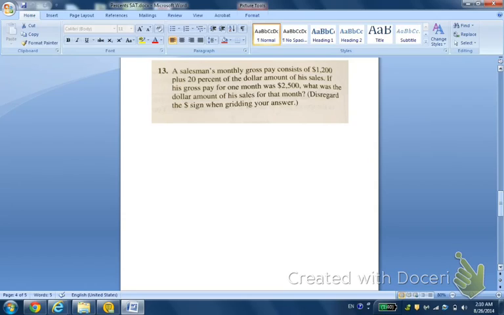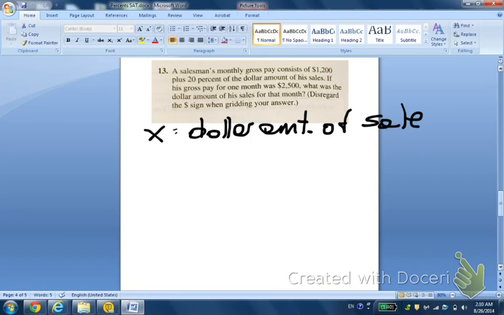Okay guys, this is a medium question from test 8, section 3. This is a percent question. It says that a salesman's monthly gross pay consists of $1,200 plus 20% of the dollar amount of his sales. We can call this amount X. If his gross pay for 1 month was $2,500, what was the dollar amount of sales?